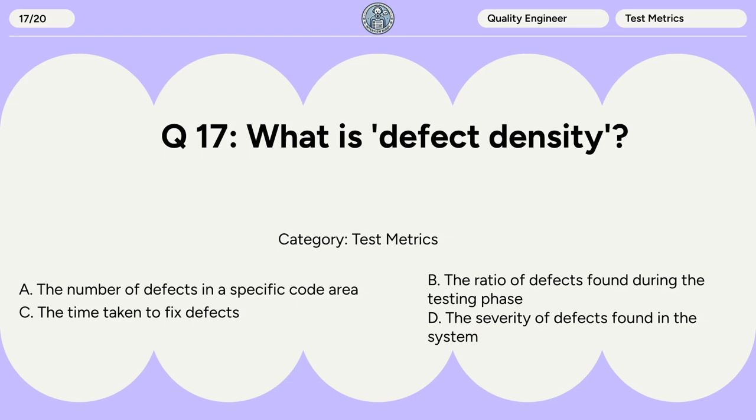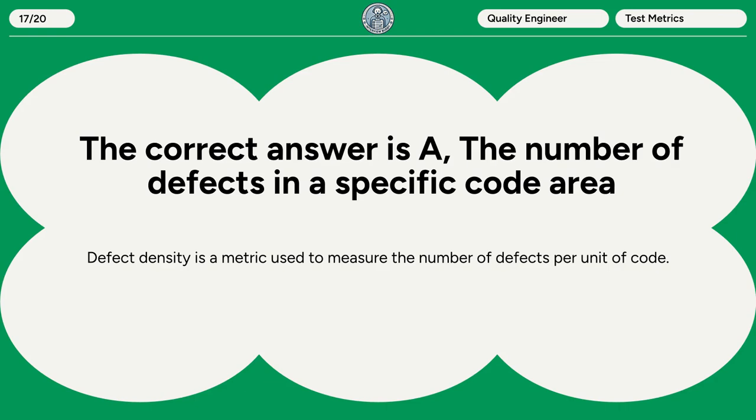The correct answer is A. The number of defects in a specific code area. Defect density is a metric used to measure the number of defects per unit of code.